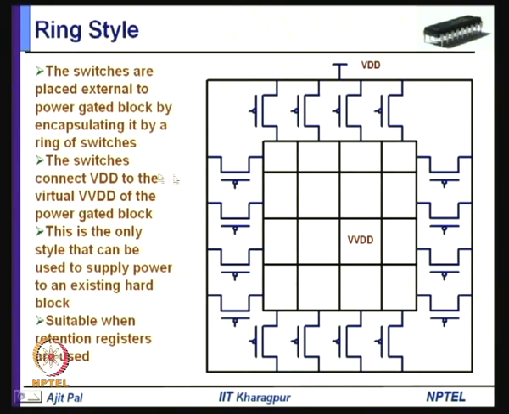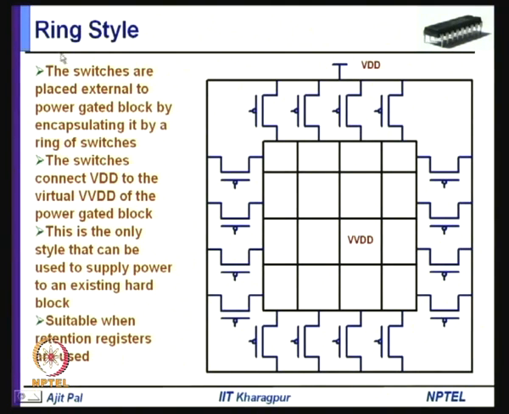Coming to the different styles of power switch, as you have already seen, whenever we are using a switch, essentially a single transistor is not used, usually more than one transistor is used. Now, how we will put these transistors? There are two basic topologies. One is known as ring style. Here you can see the switches are placed external to the power gated block by encapsulating it by a ring of switches. So, you have got a ring of switches, and here is the power gated block.